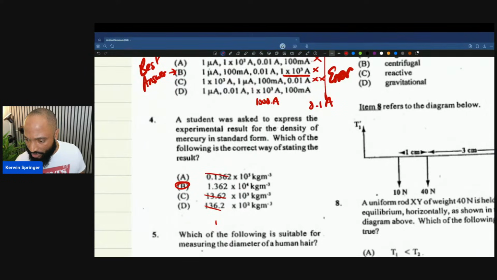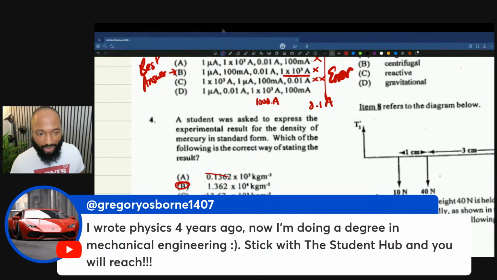I wrote physics 4 years ago, and now I'm doing it with the student of annual. Hey, big up Greg, big up Greg.